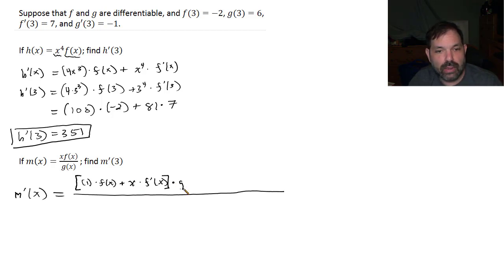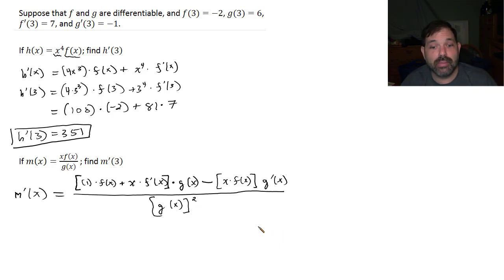Times g of x. Leave the bottom alone. Minus, leave the top alone, x times f of x. Differentiate the bottom, g prime of x. Divide that by the bottom squared. Whew, that's a mess. That's okay. Now we just need to go through the substitutions and the arithmetic.